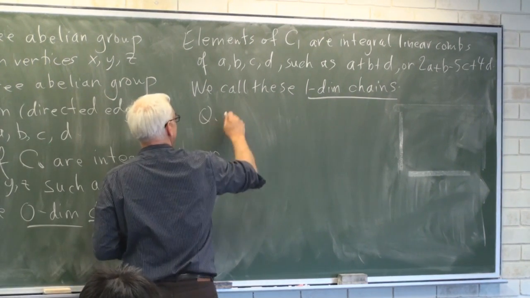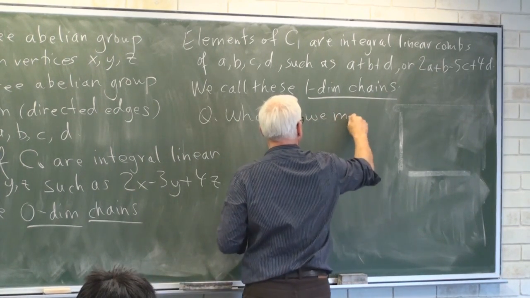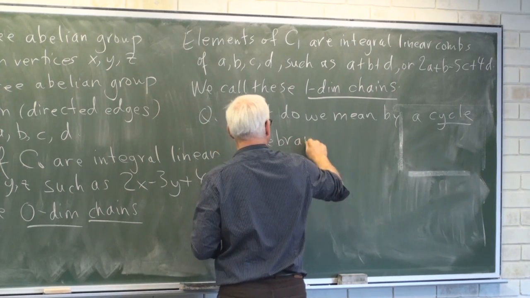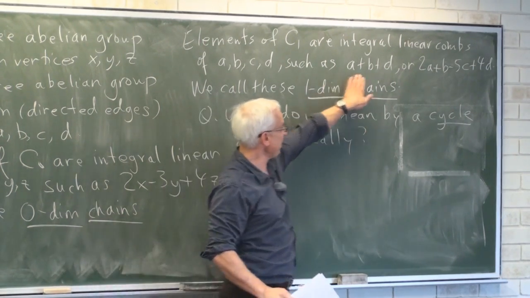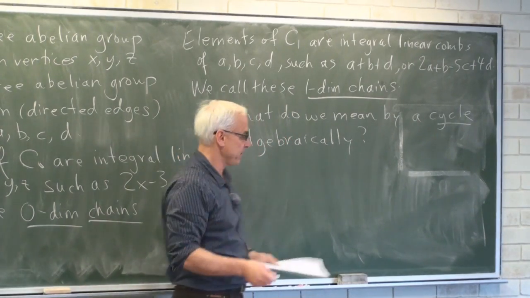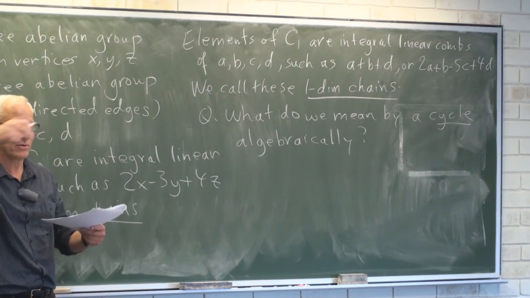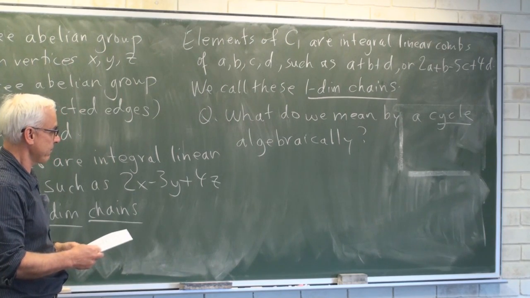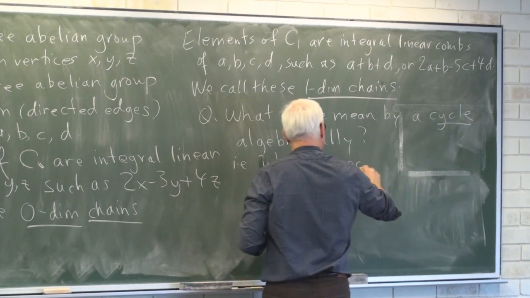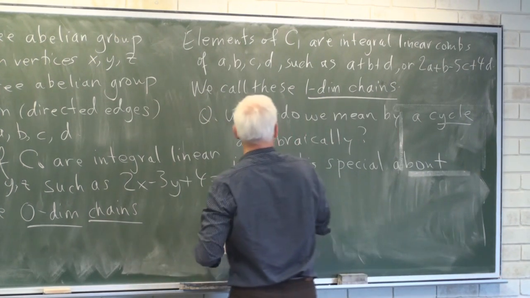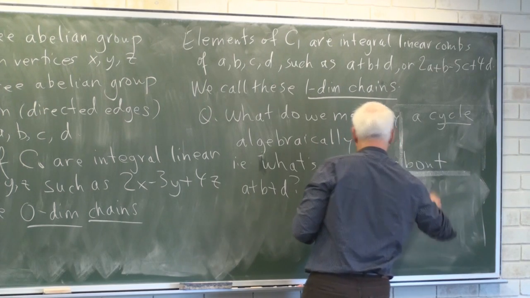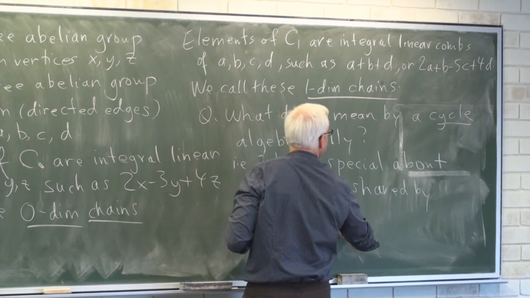Let's now ask the question, what do we mean by a cycle, algebraically? There's something different about A plus B plus D and some random one chain. We've seen that A plus B plus D corresponds to a loop in the graph. We want to express that looping closed behavior algebraically. In other words, what's special about, say, A plus B plus D, which is not shared by our other example, 2A plus B minus 5C plus 4D?